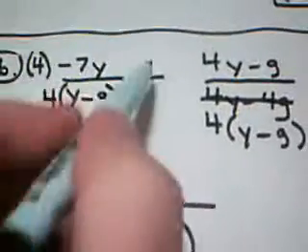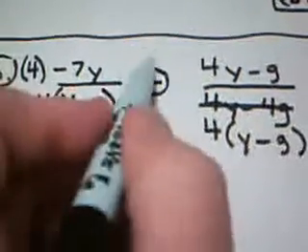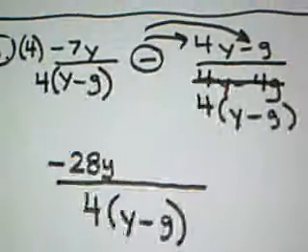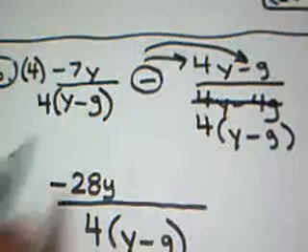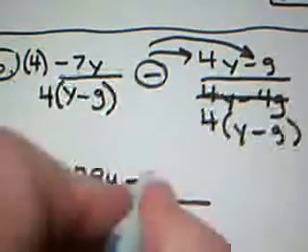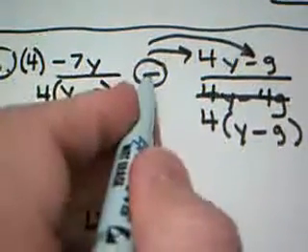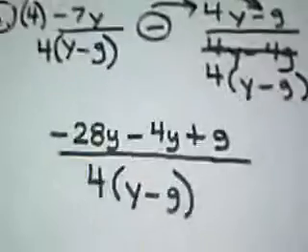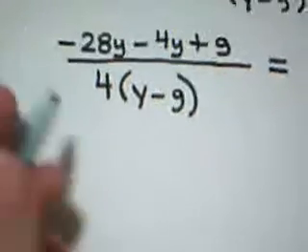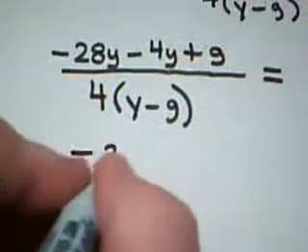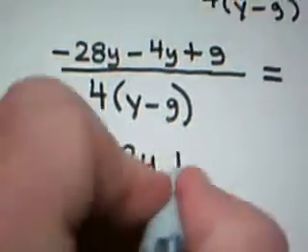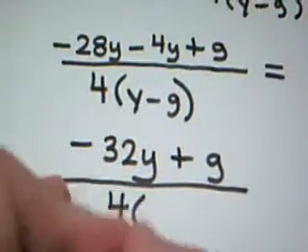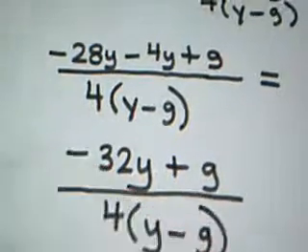You with me? This minus sign affects both terms in the following numerator. It's just like distributing a negative 1. Negative 1 times 4y is a minus 4y. Negative 1 times a negative g is a positive g. When I collect like terms in the numerator, I have the opposite of 32y plus g. In the denominator, I have 4 times the quantity y minus g.